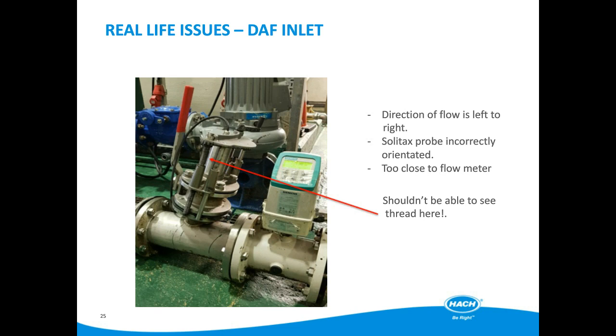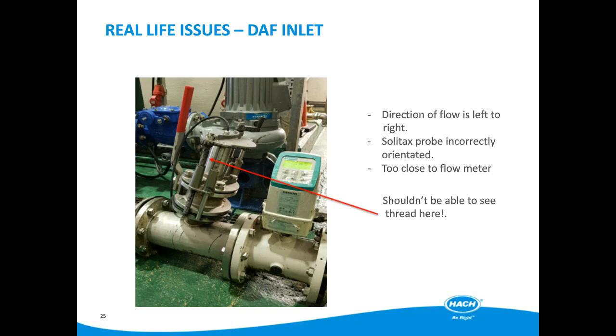Secondly, the probe has been installed at the top of the line, which almost certainly means that should the probe have been correctly inserted into the line, it would almost certainly be measuring at least some air. Hach recommends a horizontal install plus or minus 45 degrees.